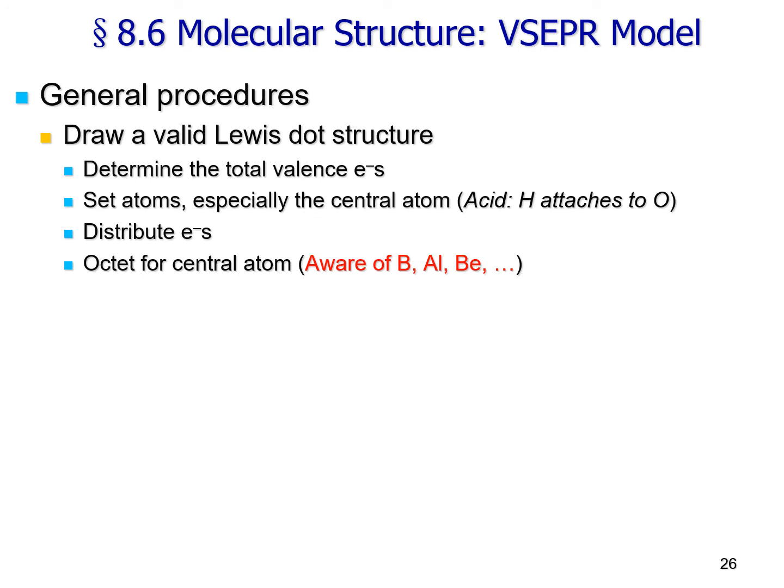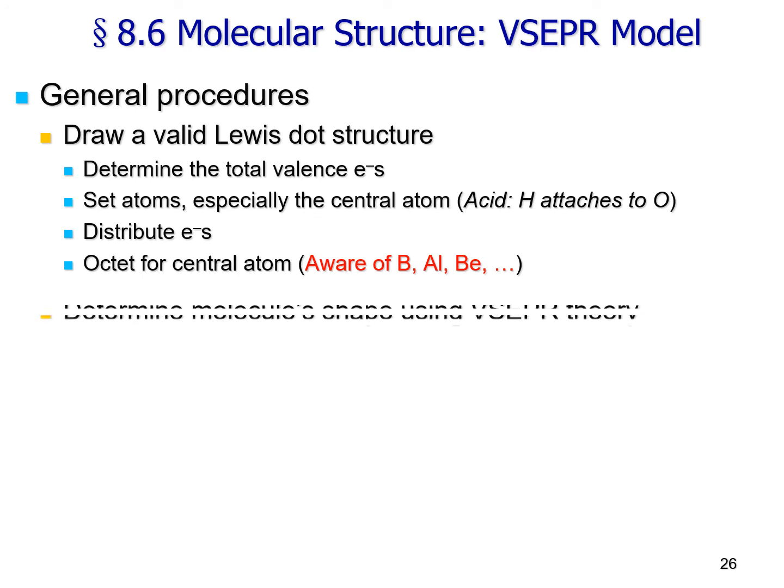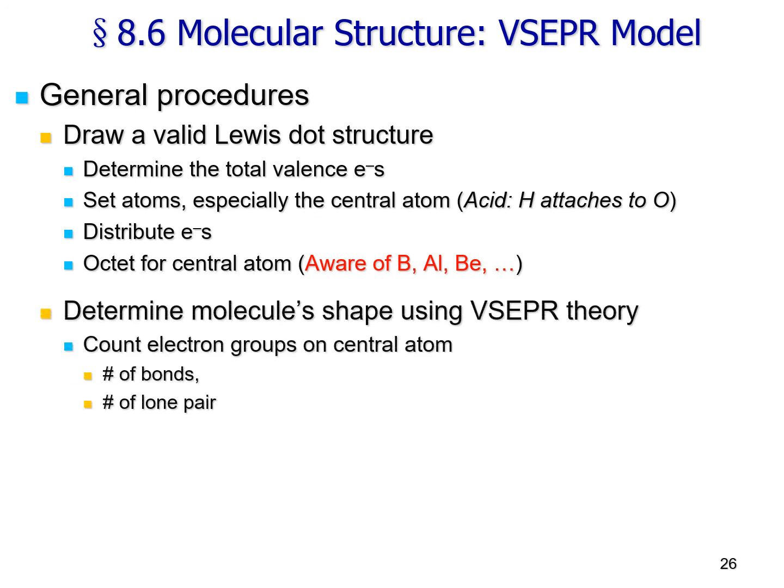Then we give electrons back, and we take care of the octet for the central atom, but we need to be aware of exceptions to the octet rule and a little bit more. This is something that we're going to discuss in the second half of the lecture. Once we have a valid Lewis structure, we're going to focus on the central atom.